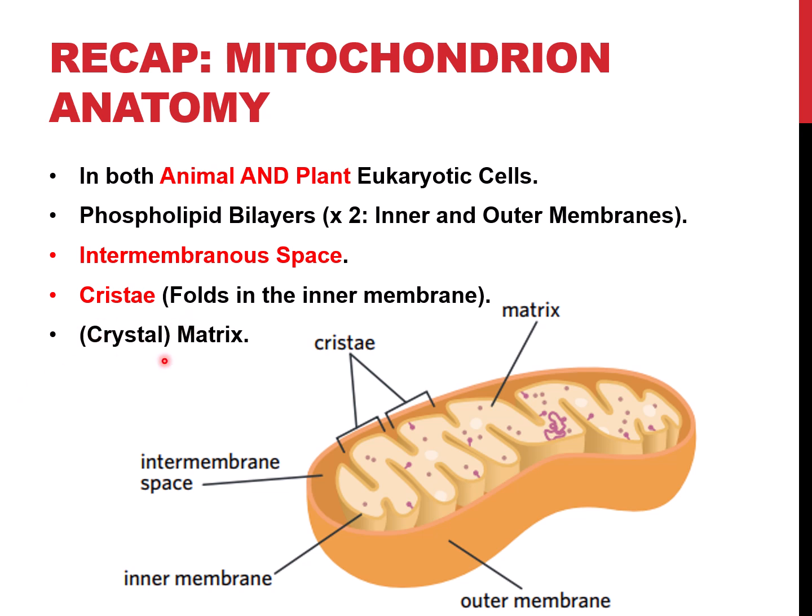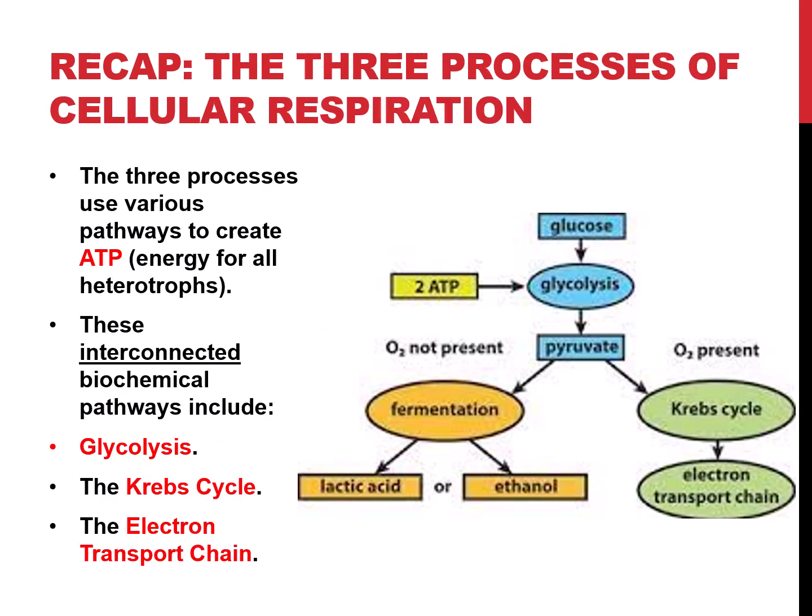In our previous video, we looked at glycolysis, which occurred outside of the mitochondria. We also have the Krebs cycle and the electron transport chain, which are the three interconnected biochemical pathways here.